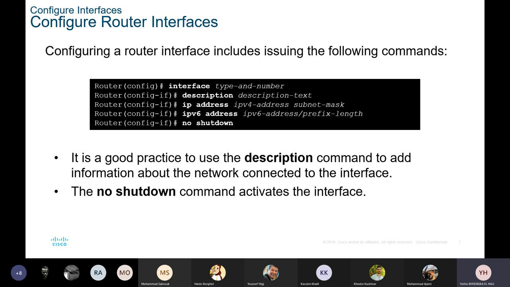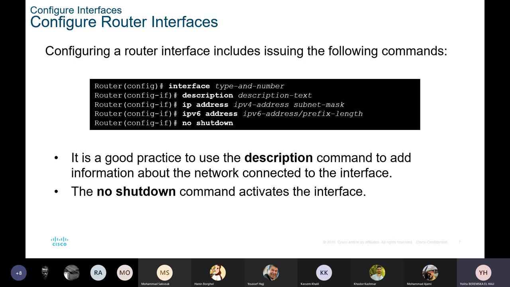So now we start in the global configuration mode. We write interface and we put the type of this interface with its number. For example, if it's, let's say, gigabit interface 0/0, we're going to write here G0/0. After this, we click enter and we go into the interface configuration mode.